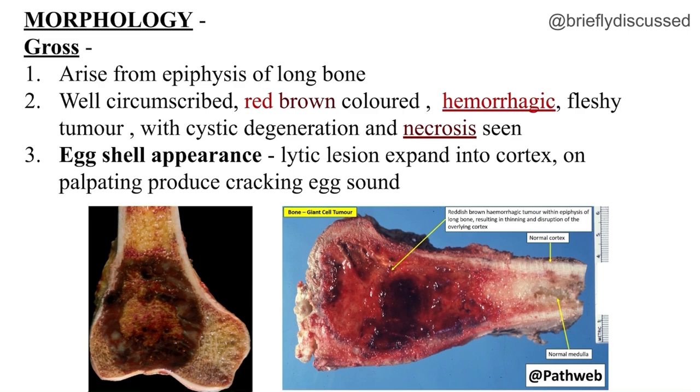So now let us read the text. It is arising from the epiphysis of the long bone. You can see a well circumscribed, reddish brownish colored, hemorrhagic, fleshy tumor with cystic degeneration, and necrosis is also observed.